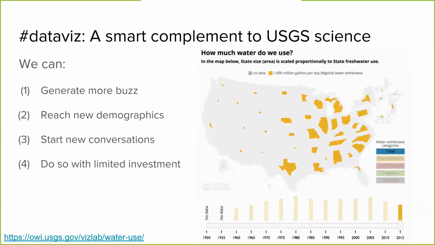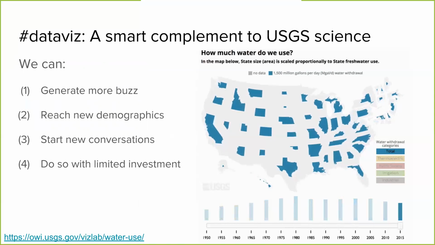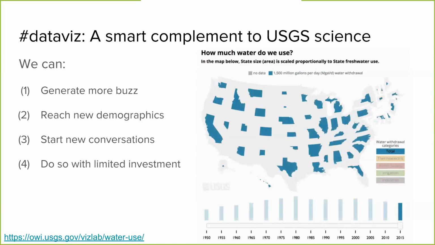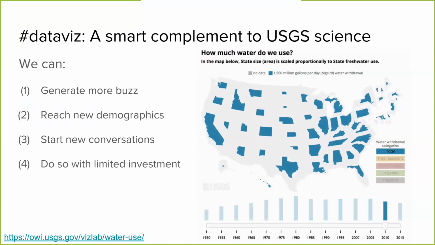So we think that by doing this kind of interactive visualization, what we're doing is generating more buzz, more people talking about it, more awareness of the research that USGS is putting out. We think we can reach new demographics, because if we place this web product on the web and on social media in places where lots of people can see it, then we're going to get some new audience members, people who may not have ever picked up a USGS fact sheet, but might actually really care and be excited to learn that the USGS does this kind of research.